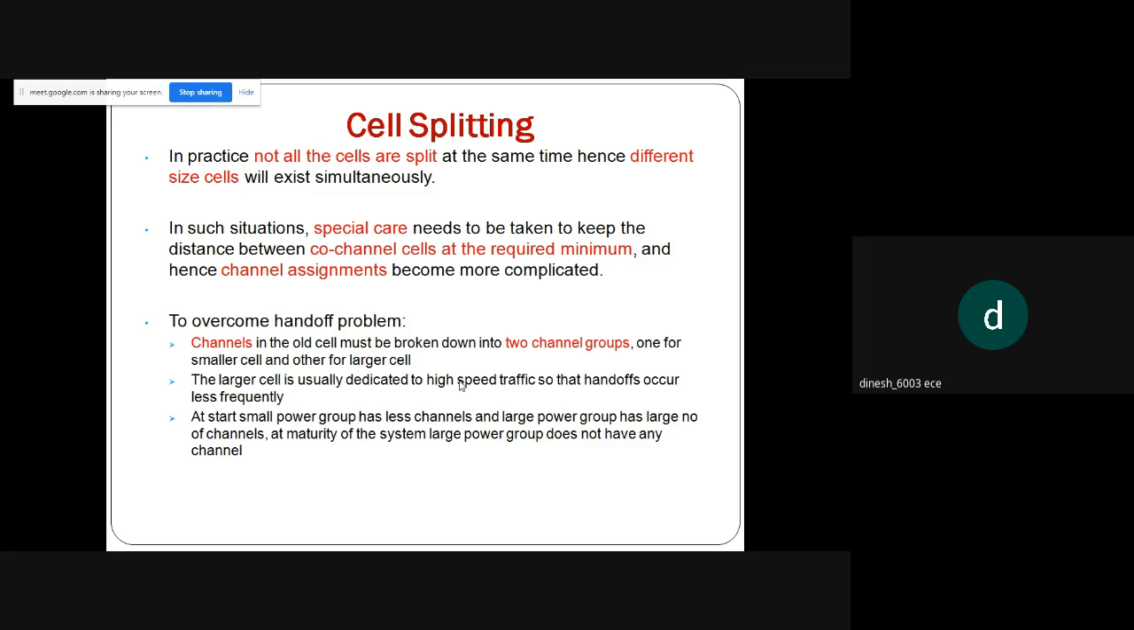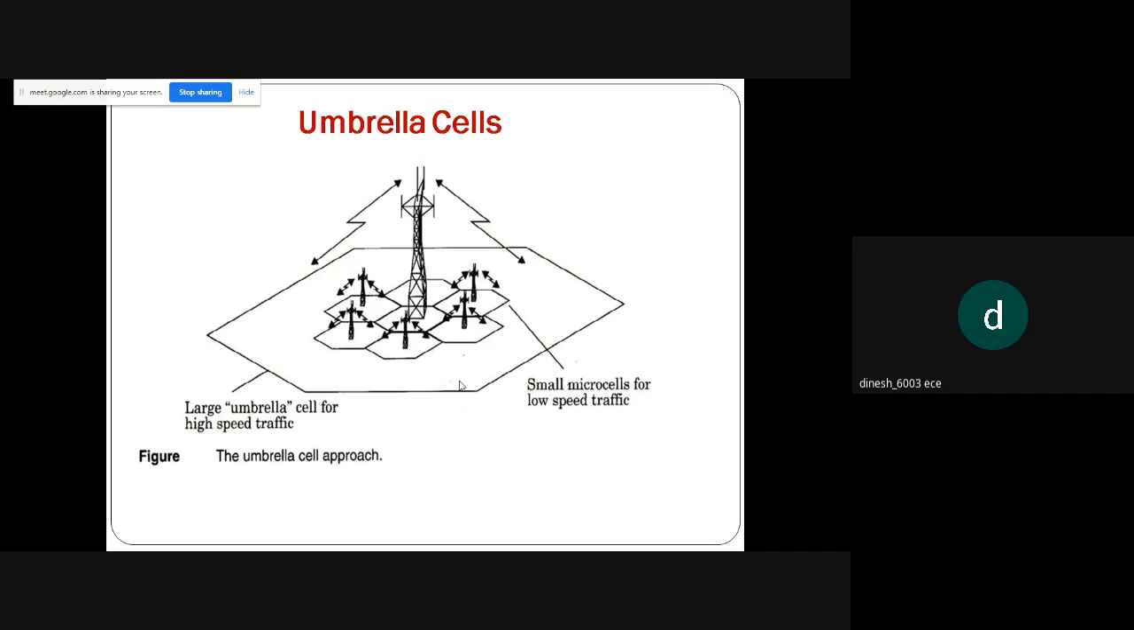So to overcome this handoff problem, channels in the old cell must be broken down into 2 channel groups, one for smaller and another for larger. The larger cell will be dedicated to high-speed traffic so that handoff occurs less frequently. The smaller power group will have fewer channels, and the larger power group will have the number of channels equal to them. This is how cell splitting takes place.